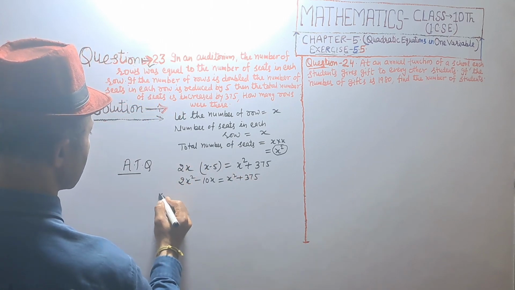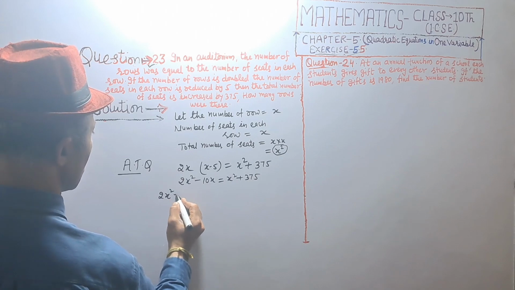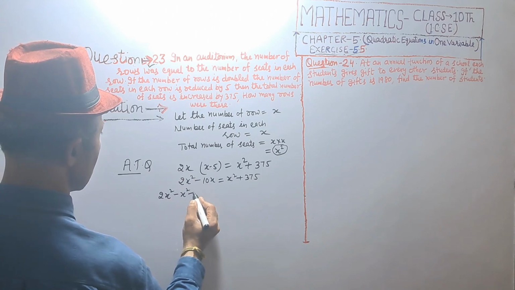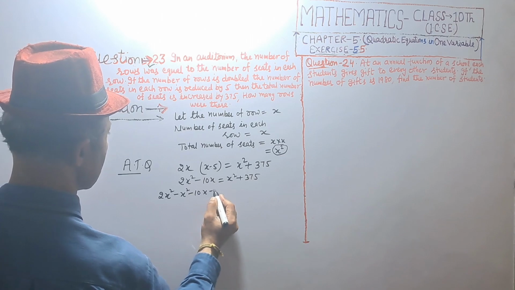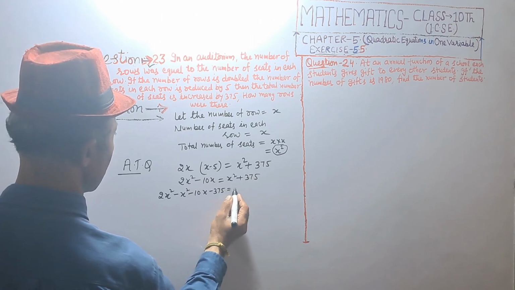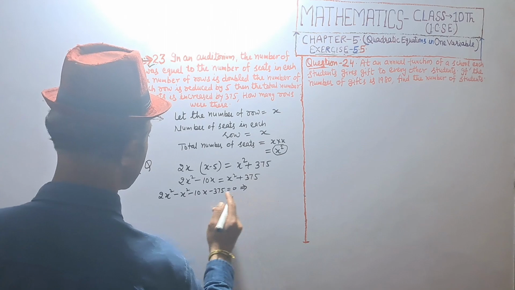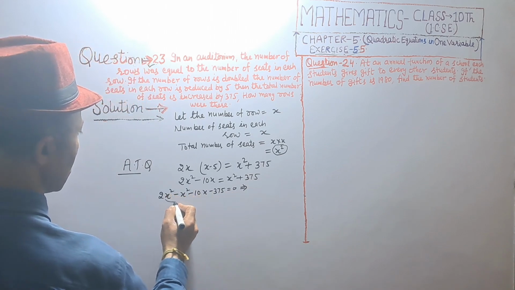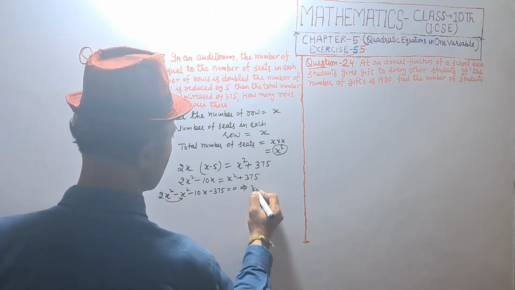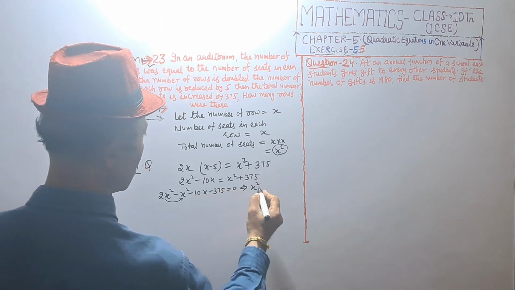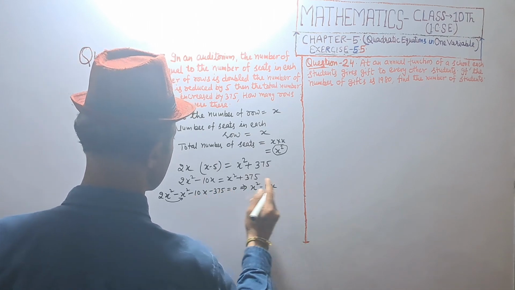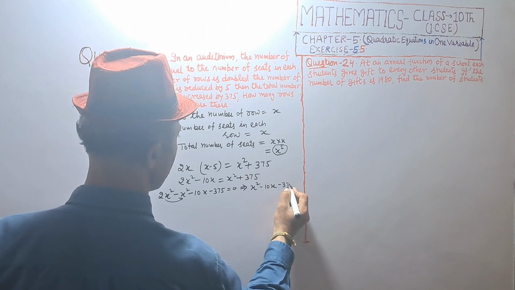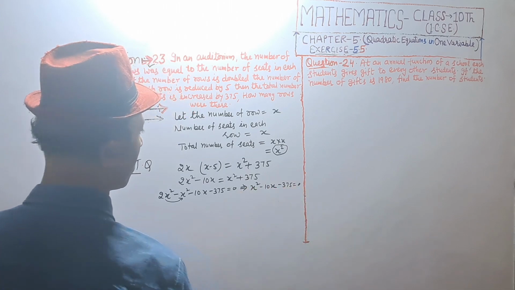Shifting to the left side, that is 2x raised to power 2 minus x square minus 10x minus 375 equal to 0, which implies 2x square minus x square is x raised to power 2, minus 10x minus 375 equal to 0.